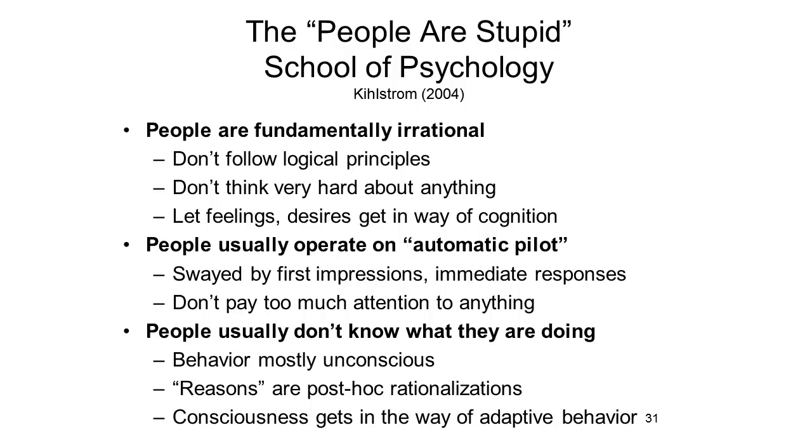The fundamental assumption of this group of psychologists is that people are indeed fundamentally irrational. They don't think very hard about anything. They let their emotions and motives get in the way of their cognition. These psychologists also believe that people usually operate on automatic pilot, meaning that we don't pay too much attention to what is going on, so that we're swayed by first impressions and our immediate responses. Our behavior is mostly unconscious, and our reasons little more than post hoc rationalizations for our behavior. From the perspective of this group of psychologists, consciousness is not necessarily a good thing, and it can actually get in the way of adaptive behavior.